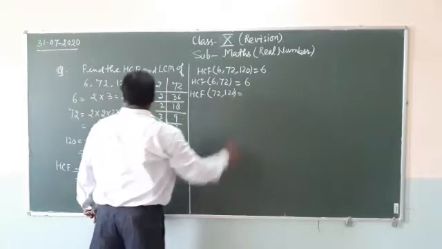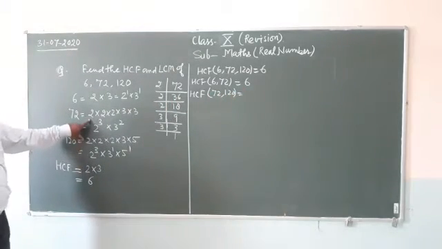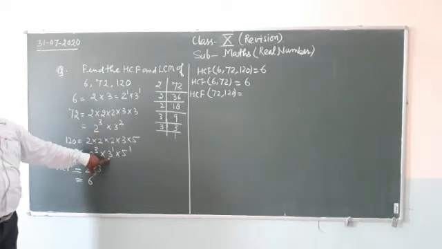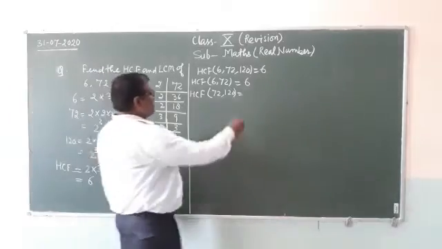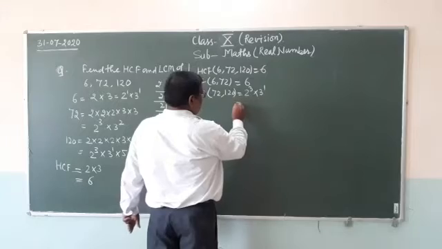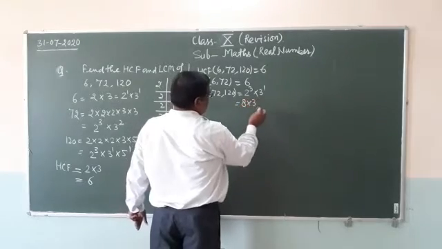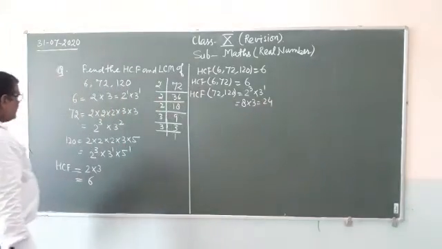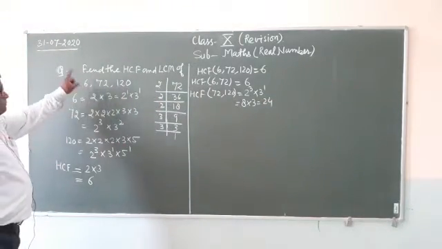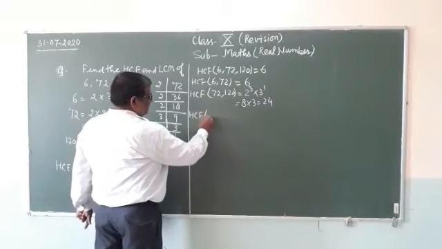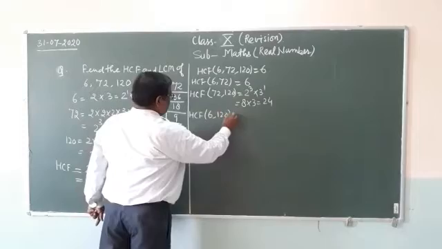Here look, in 72 we have 2 to the power 3 and 3 to the power 2, but 3 to the power 1 is the smallest. Now we write 2 to the power 3 into 3 to the power 1, that is 8 into 3, which is 24. Again, the HCF of 6 and 120.